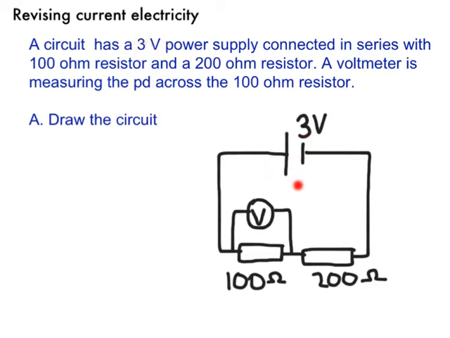So I've drawn my power supply there and I've noted next to it that it's 3 volt. It's connected in series, so I've got a series circuit here with components following one after another. I've got a 100 ohm resistor and a 200 ohm resistor, and my voltmeter is measuring the potential difference across the 100 ohm resistor. Remember, voltmeters have legs, so they stand either side of it. And if we were measuring the current, it would have gone through it, and ammeters have arms. So that's what you should have drawn for that circuit.